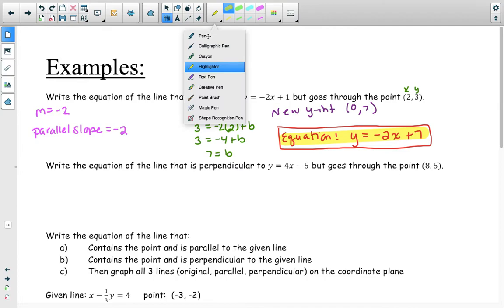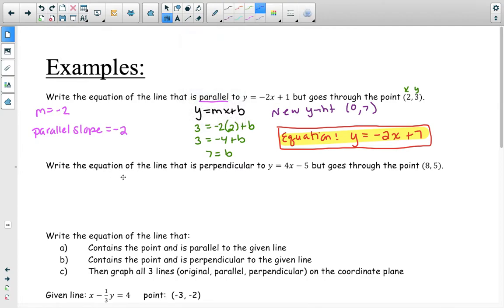So we can do perpendicular algebraically as well. Write the equation of the line that is perpendicular to y equals 4x minus 5, but goes through the point (8, 5). First, we need to know our original slope. The coefficient was 4. So our perpendicular slope, m perpendicular, will be the opposite, so that'll be negative, and the reciprocal of 4 is 1 over 4. So this is our new slope we need to use.